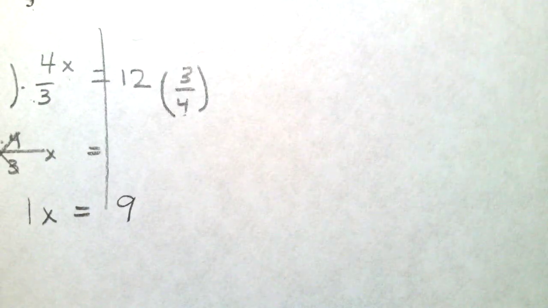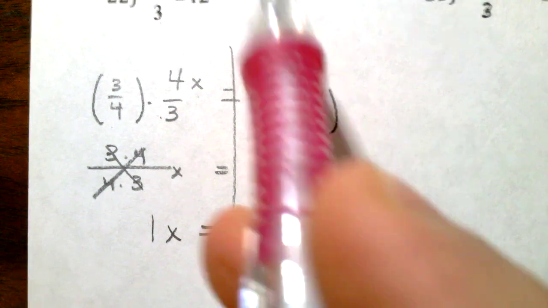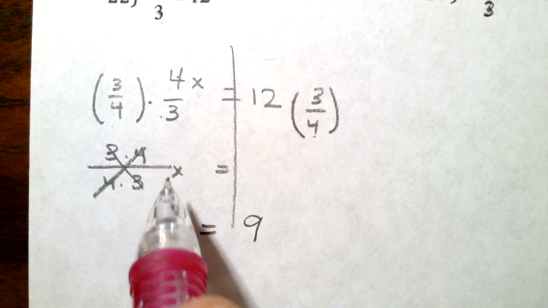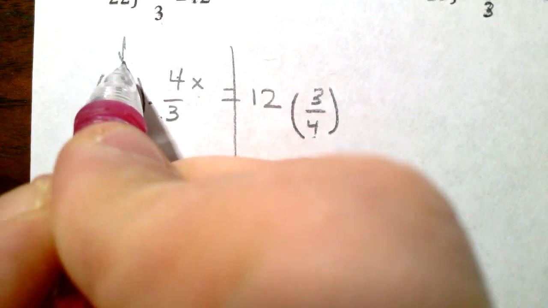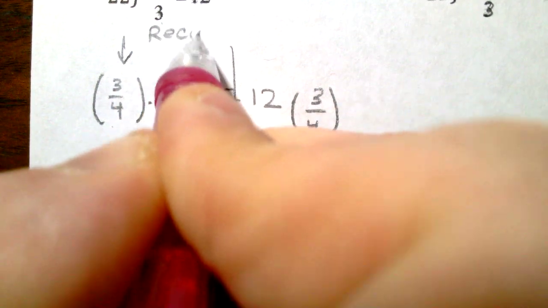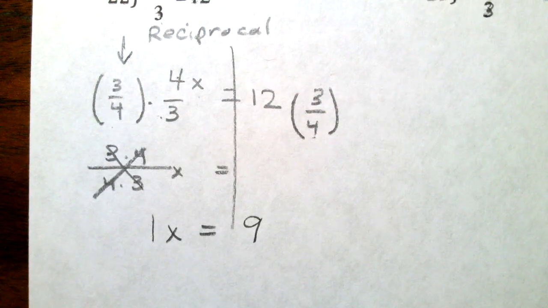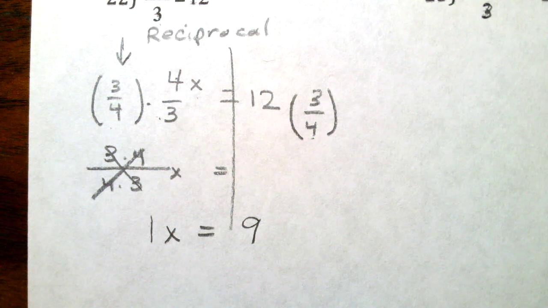I don't expect you to do the fractions. What I do expect you to remember is that if this is 4 over 3, you have to multiply by what's called the reciprocal. Okay, and you did that on both sides.